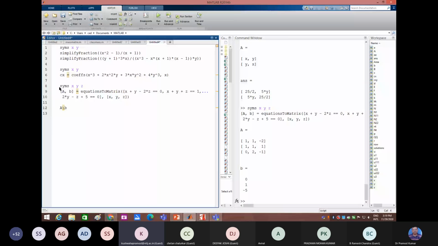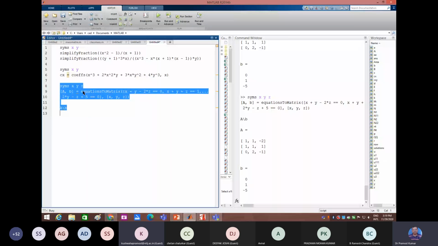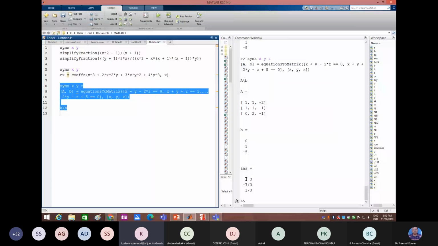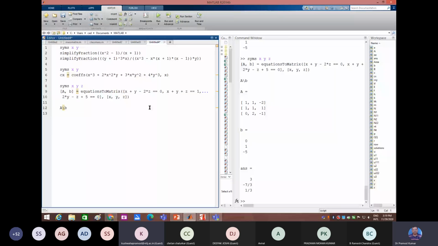This is the xyz values. All the three equations have been solved. x is equal to 3, y is equal to minus 7 by 3, and z is equal to 1 by 3. Then you can see whether it is satisfied or not. You can check whether this solution is correct or not. This way we can straightaway get the solution from all these three equations of xyz values.